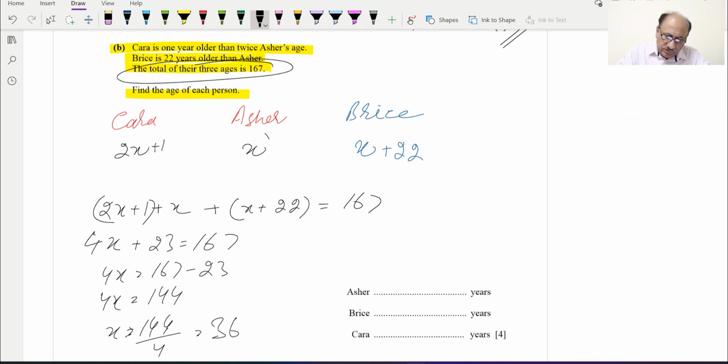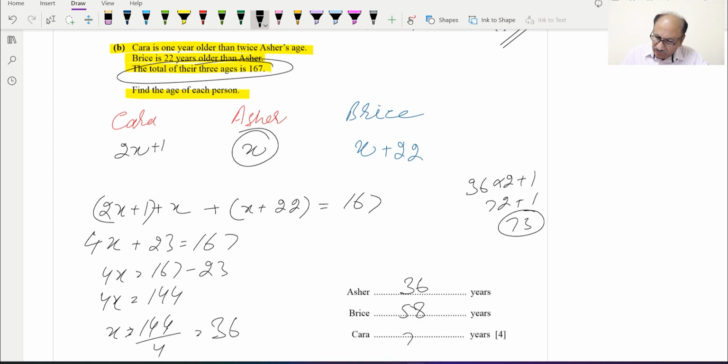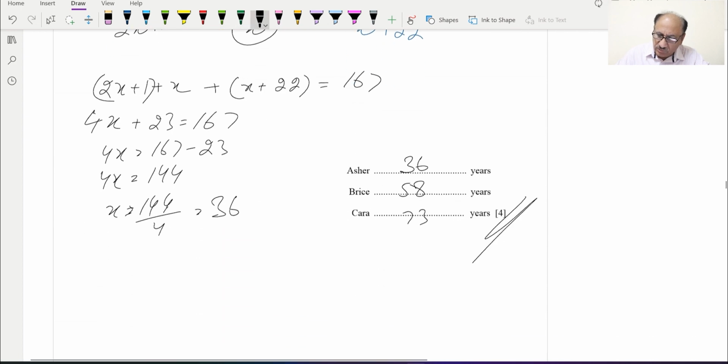So the x value is 36. So Asher is 36 years, and then x plus 22 is Bryce. So 36 plus 22 will be 58. So 58 will be the second one, and the third one is 2x plus 1. So 36 times 2 plus 1, so 72 plus 1, which is equal to 73. So this will be 73. This was a 4 mark question which we have done.